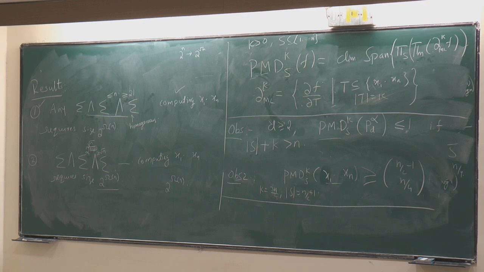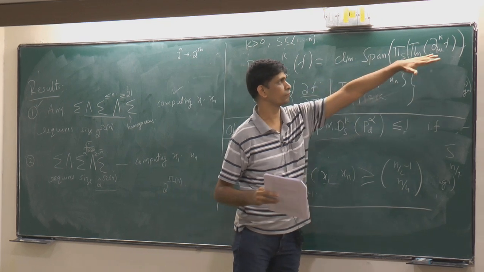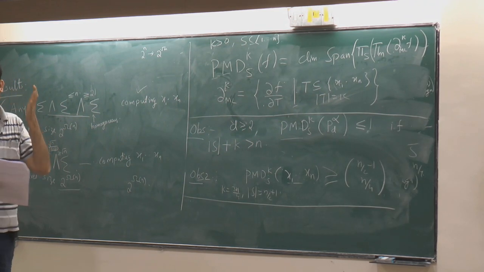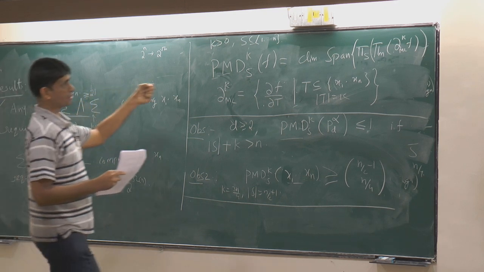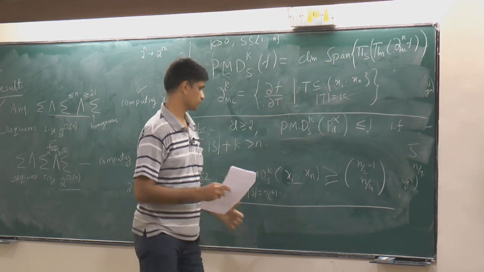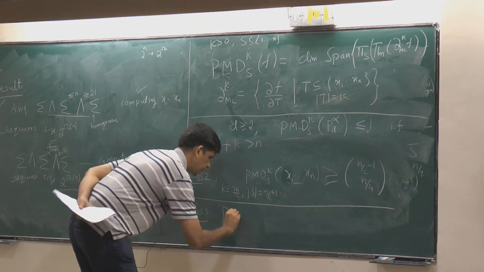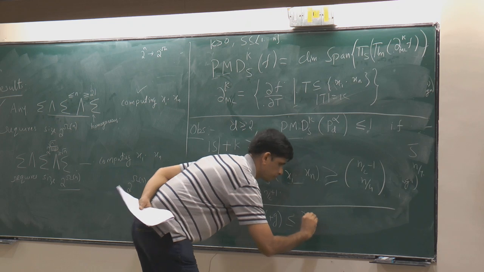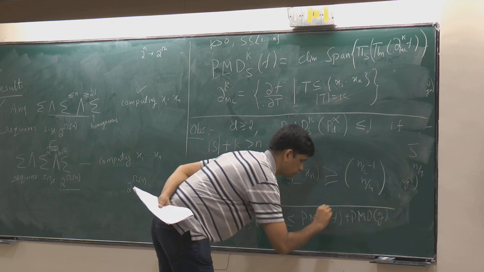If we look at the way we have defined the measure, it is essentially the dimension of projections of derivatives, and we know that the dimension of the derivative space is subadditive. In other words, if I add up two polynomials, the dimension of the space of derivatives for the sum is at most the sum of the individual derivative spaces. Or in other words, as another observation, PMD k, S of f plus g is at most PMD of f plus PMD of g, of course with the same parameters.